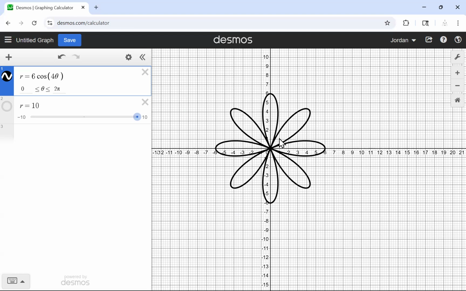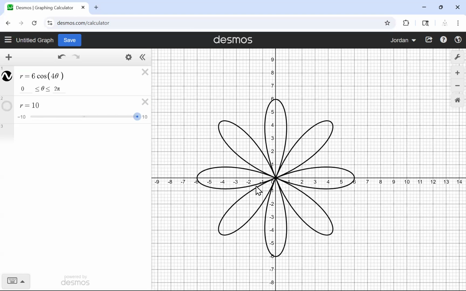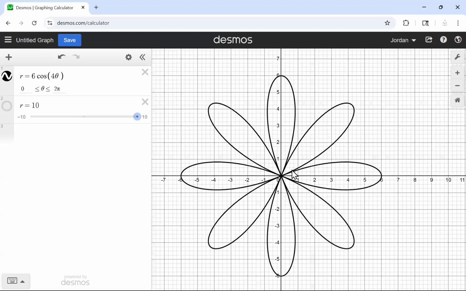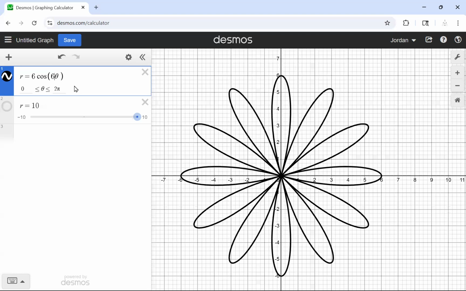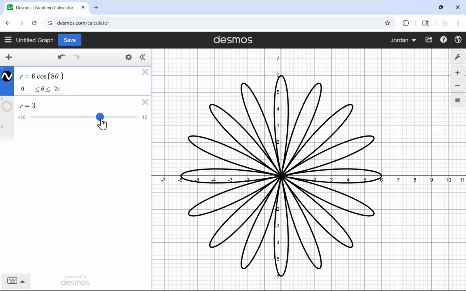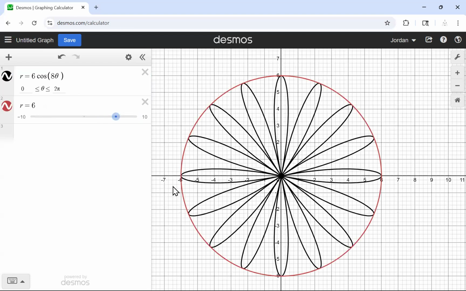So what if I took 6 times cosine of 4 theta? Well, if I put a 4 theta in there, I don't get 4 petals. I actually get 8 petals. If I put a 2 inside of there, I get 2 theta on the inside of my argument, and that gives 4 petals. If I put a 6, that would give me 12 petals. And let's do 8. That would give me 16 petals. Just like before, all 16 of those petals are within the circle of radius 6.